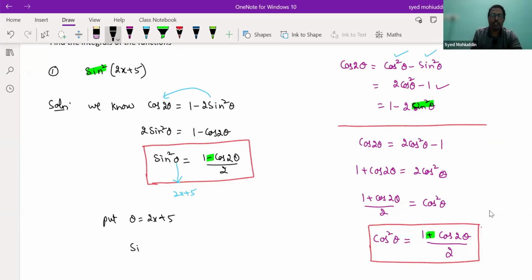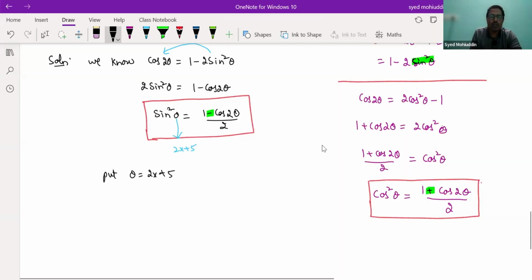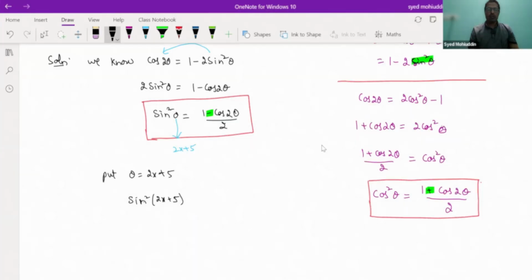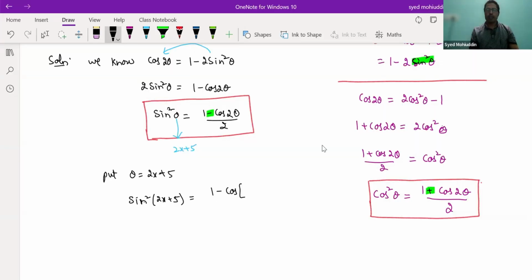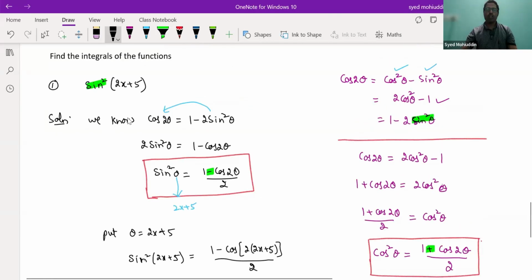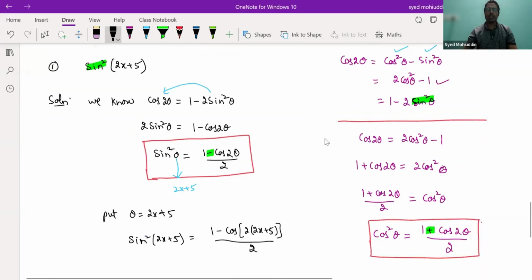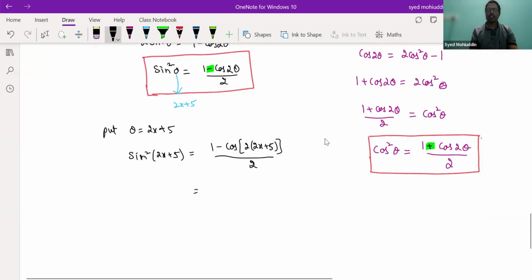So I am having sine square of theta. In place of theta, I have to write 2x plus 5. On the right hand side, what will happen? You're having sine square, theta is being replaced with 2x plus 5, equals 1 minus cos of 2 into theta, where theta is 2x plus 5, that is (2x plus 5), whole divided by 2. Right? I have got the question back. Sine square of 2x plus 5 is what we are asked to integrate. So before I integrate, let me once again simplify this one.